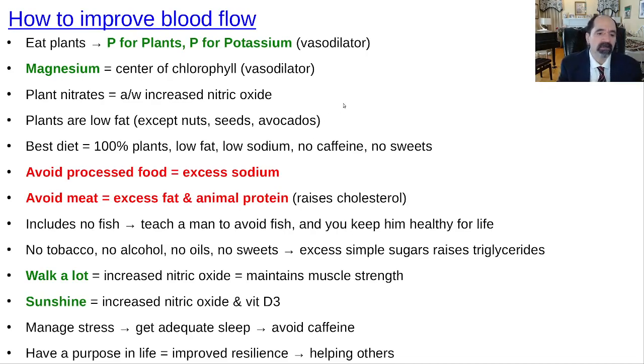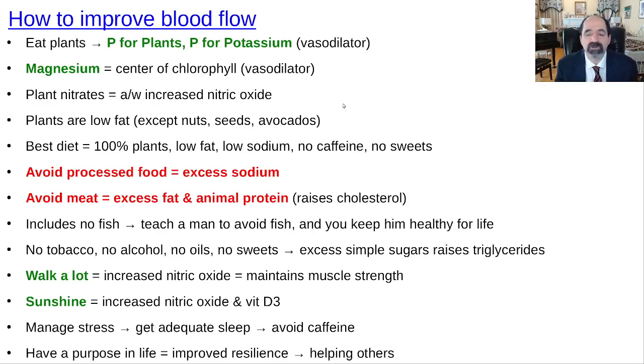Okay, real quick, how to improve blood flow. And this is in one of my books here, A Tale of Two Toes in a Hot Tub, How to Improve Blood Flow. It goes into a bunch of other stuff, a lot of jokes in that book. But the bottom line is pretty simple. Eat plants. Why? Because when you eat plants, you get more potassium. Potassium is a vasodilator. What else? In the center of the chlorophyll molecule is magnesium. Magnesium is also a vasodilator. So right there, you've got two vasodilators.